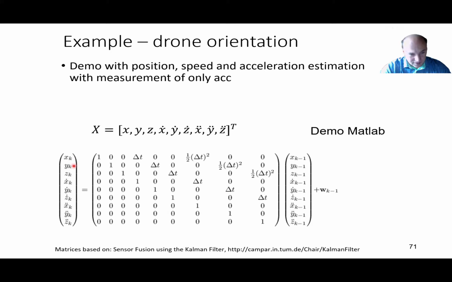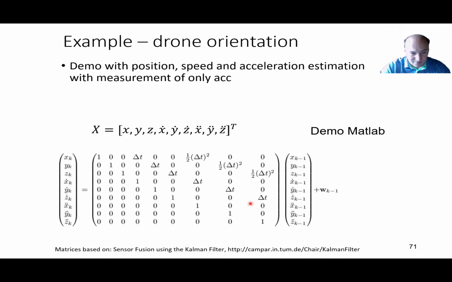For example, for the y coordinate, we see that this is 1 times y k minus 1, the previous position, plus delta t times y k minus 1 dot, plus this constant related to the acceleration times this term, y k with 2 dots. For position, it's the same. For speed, this line here begins: we have 1 times the previous speed, plus delta t, and so on.